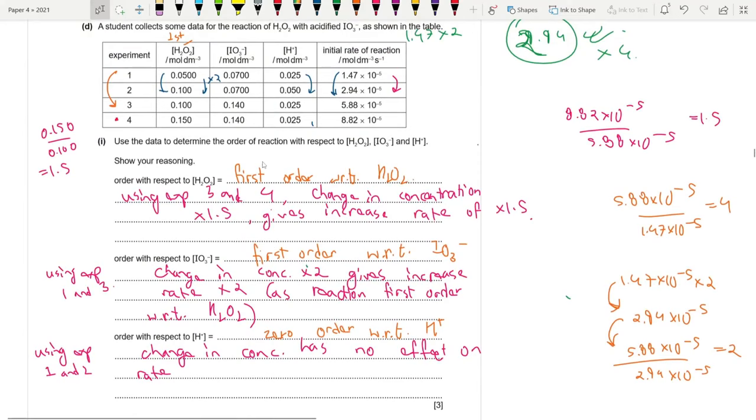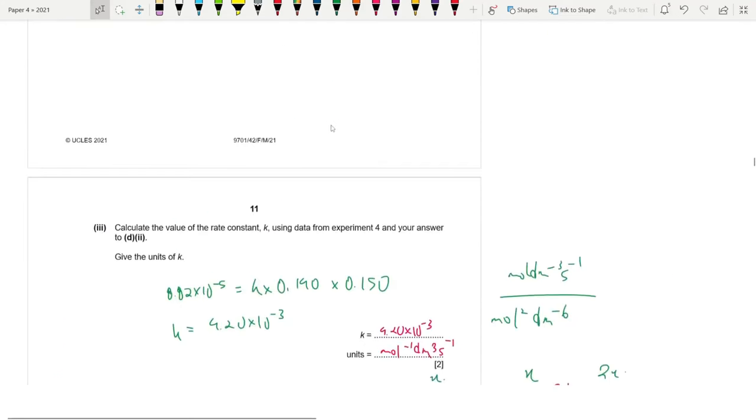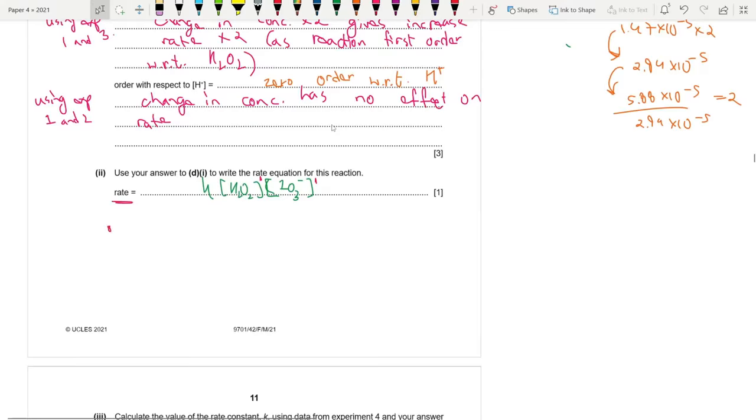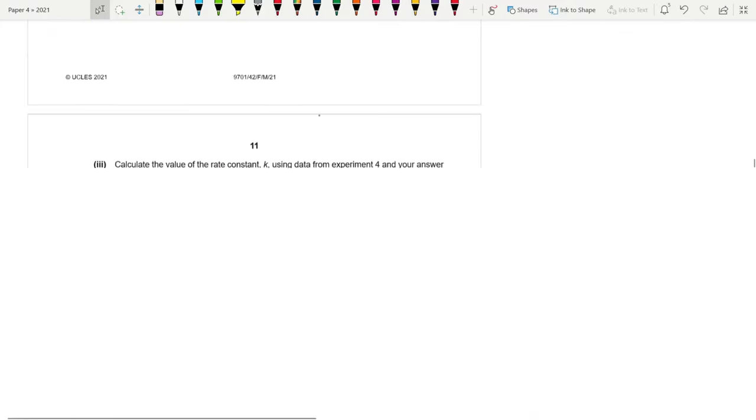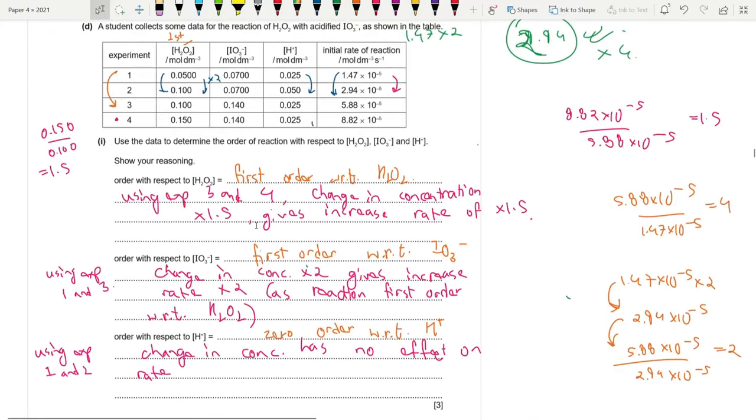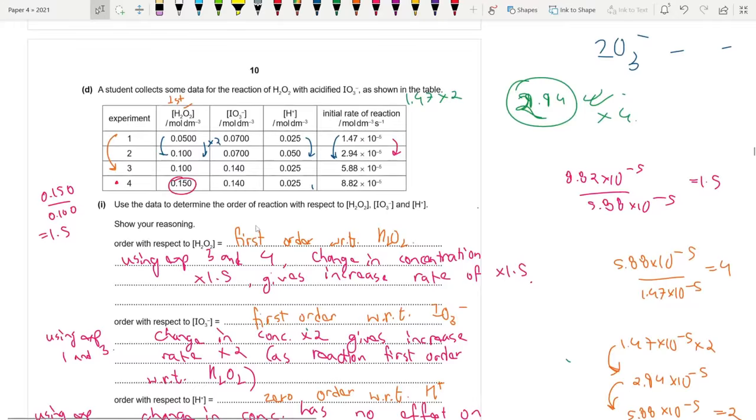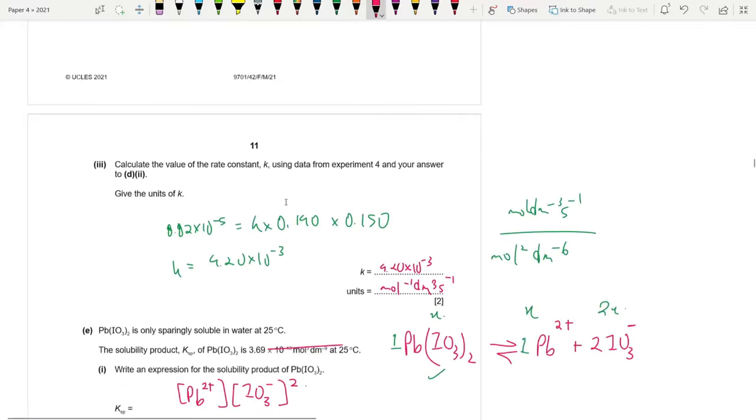So we're going to use the data from here. The rate is 8.82 × 10^-5. Okay, 8.82 × 10^-5 is equal to k × the concentrations, which are 0.150 and 0.140. So we get a value of 4.20 × 10^-3.